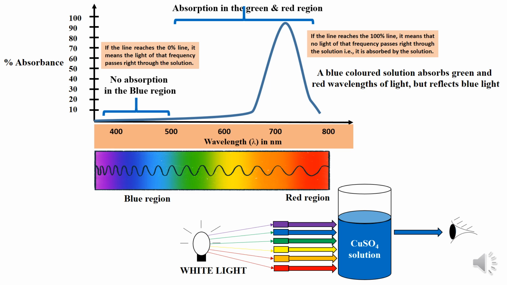So overall, there is no absorption in the blue region, while there is strong absorption in the green and the red region. And that is why copper sulfate solution is blue colored. So a blue colored solution absorbs green and red wavelengths of light but reflects blue light.